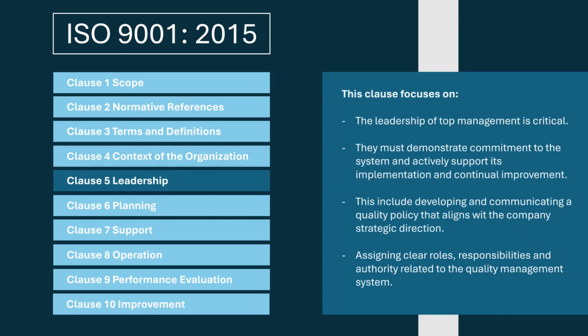Next is Clause 5, leadership. In a quality management system, the leadership of top management is critical. They must demonstrate commitment to the system and actively support its implementation and continual improvement. This includes developing and communicating a quality policy that aligns with the company's strategic direction, and assigning clear roles, responsibilities, and authorities related to the quality management system.